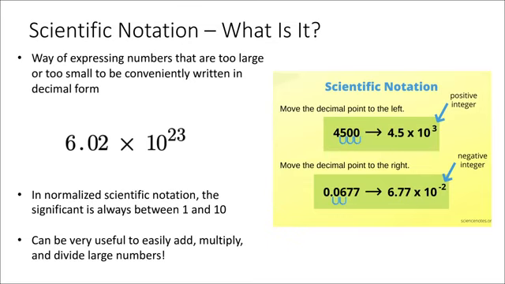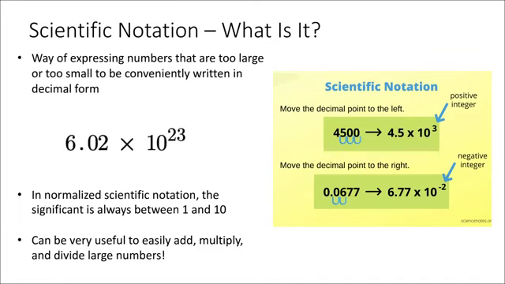Scientific notation is a way of expressing numbers that are either too large or too small to be conveniently written in decimal form. One example of this, if you've taken chemistry class, you're familiar with Avogadro's number, 6.02 times 10 to the 23rd, right? The number of atoms or molecules in a mole.